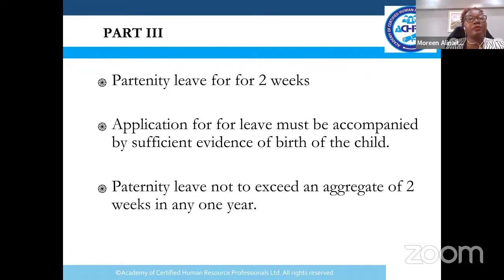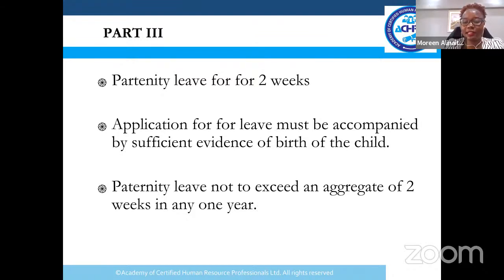That is why earlier when I was telling you, if somebody has more than one woman and they give birth, they cannot take 2 weeks for one child and take another 2 weeks for another child. No, they must take 2 weeks in a year. So if you're a man and you know your women are about to give birth, you cannot take 2 weeks for the first one. Take 3 days, then take another 3 days.